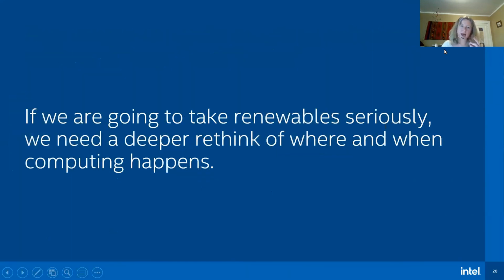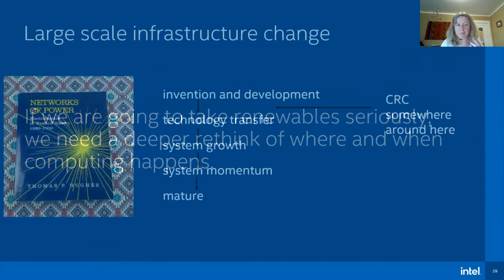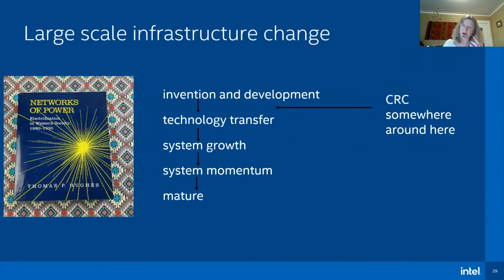So what I'm really pointing out here is that if we're going to take renewables seriously, then what we've got to do is have a deeper rethink of where and when computing happens. And I think those examples were the start of that rethink, which can happen in a much more robust way. Another way of thinking about it, again coming out of science and technology studies, is as a moment in a much broader, large scale infrastructure change.